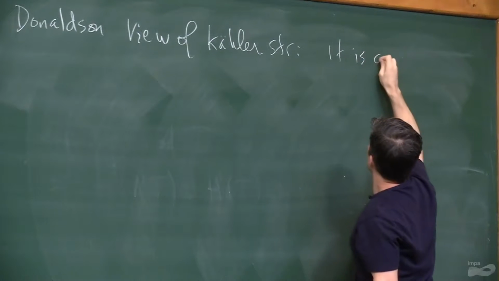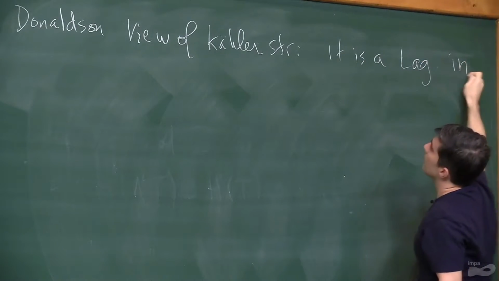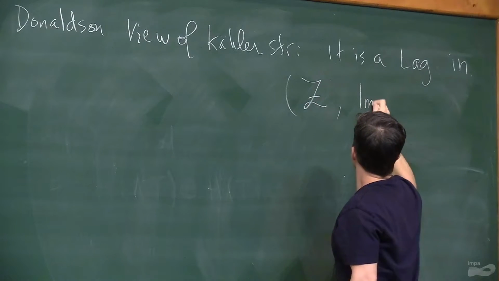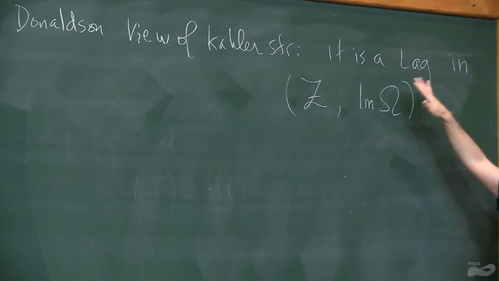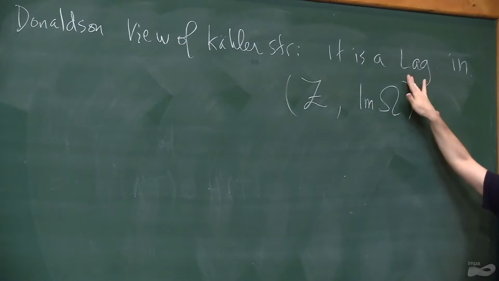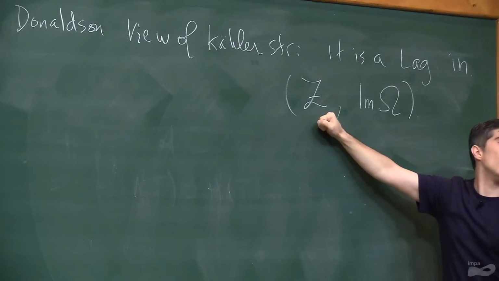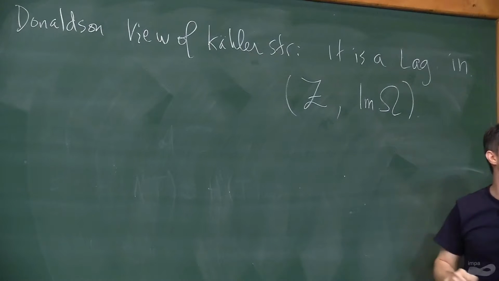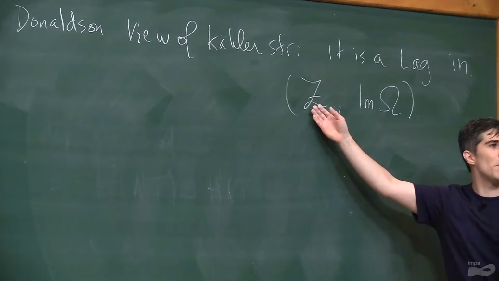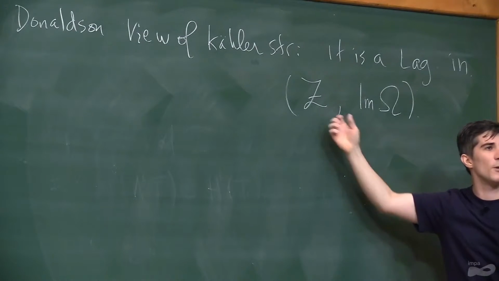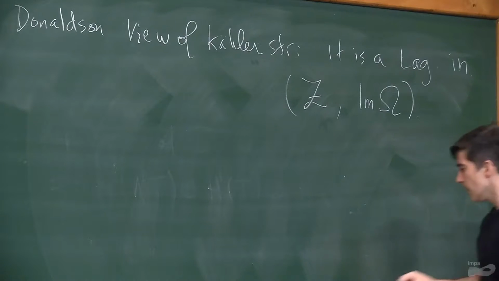It is a Lagrangian in Z, for the imaginary part. So you can think of a Kähler structure as a Lagrangian submanifold in this weird space. That was his viewpoint. And he didn't realize it, but he was giving further evidence for Alan Weinstein's famous dictum, everything is a Lagrangian, including a Kähler metric. A Kähler metric is a Lagrangian submanifold, but of a special space, which is called the twisted holomorphic cotangent bundle.